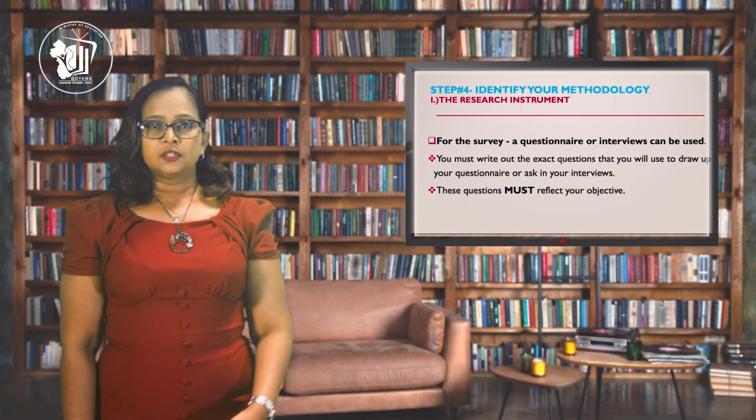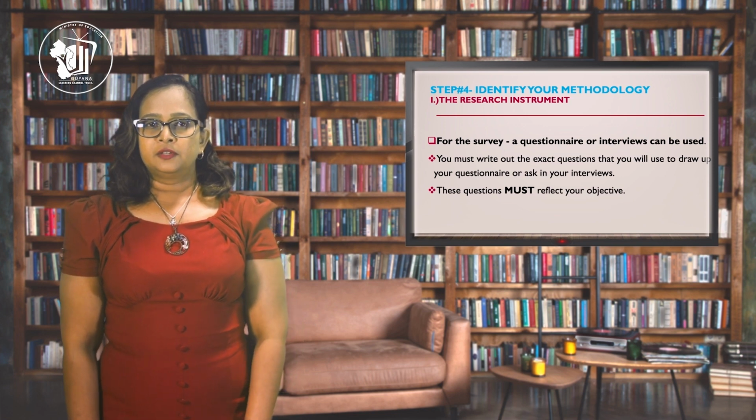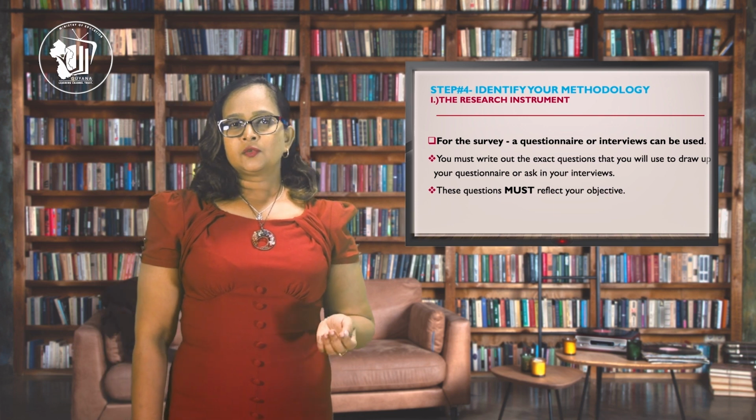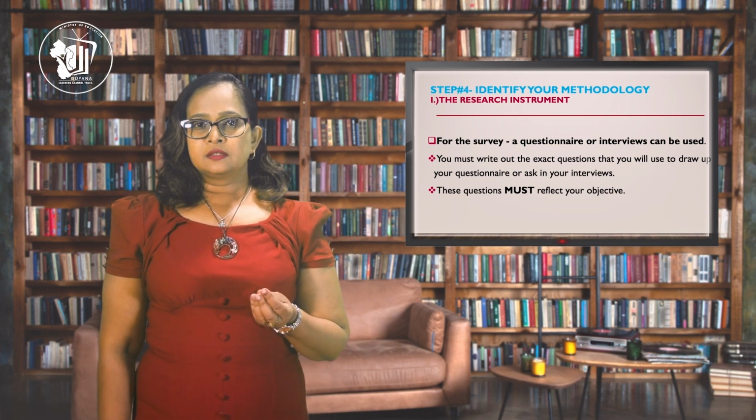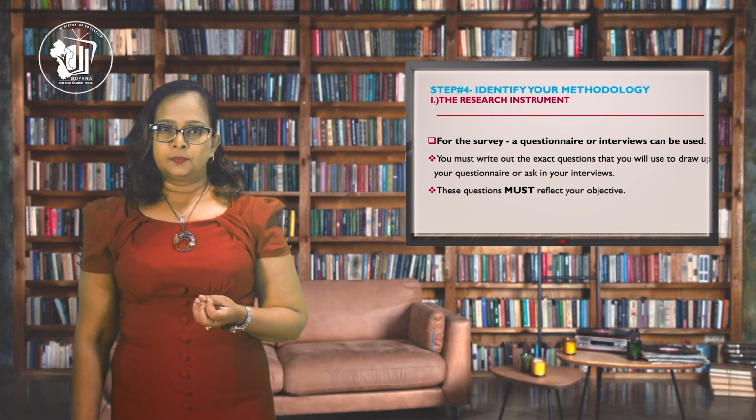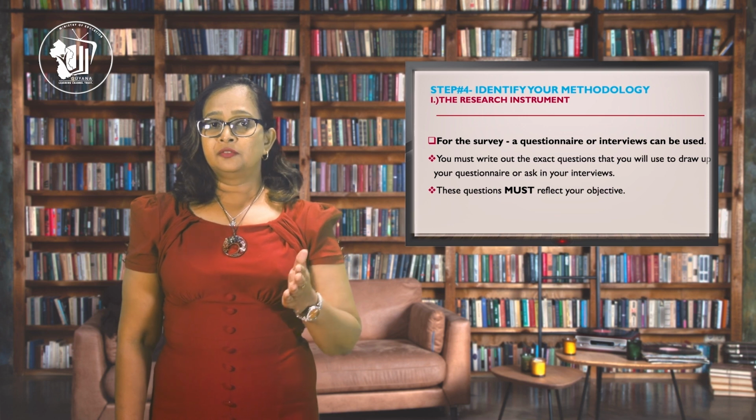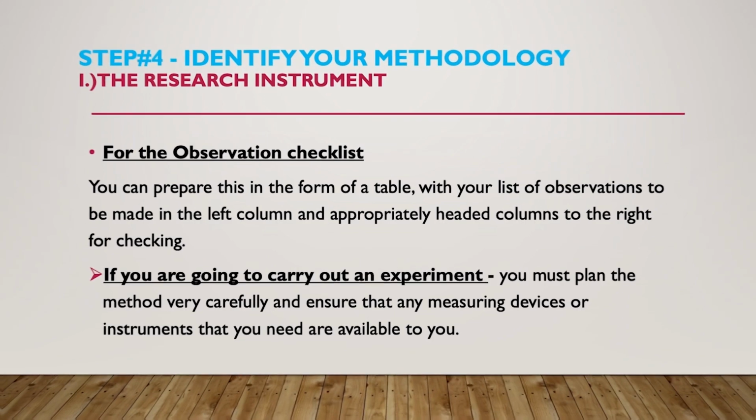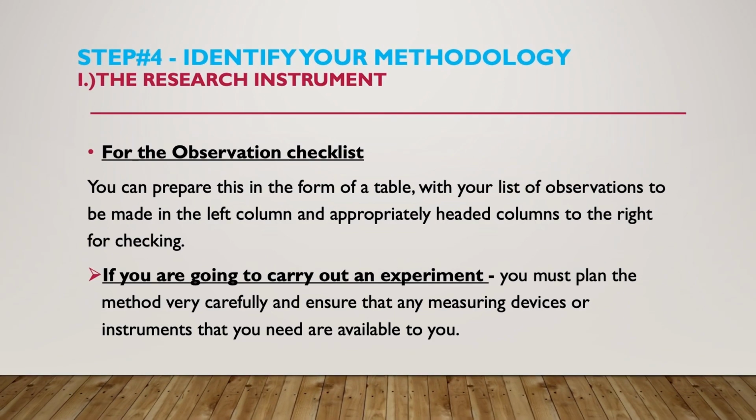Continuation on the research instrument. Now for the survey, a questionnaire or interview can be used. You must write out the exact questions that you will use to draw up your questionnaire or ask in your interview. The questions must reflect your objective. For the observation checklist, you can prepare this in the form of a table with your list of observations to be made in the left column and an appropriately headed column to the right for check-in.